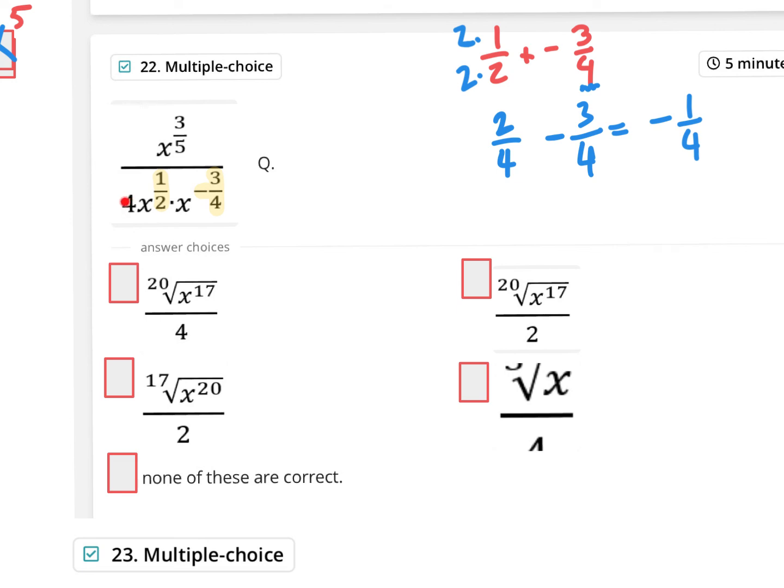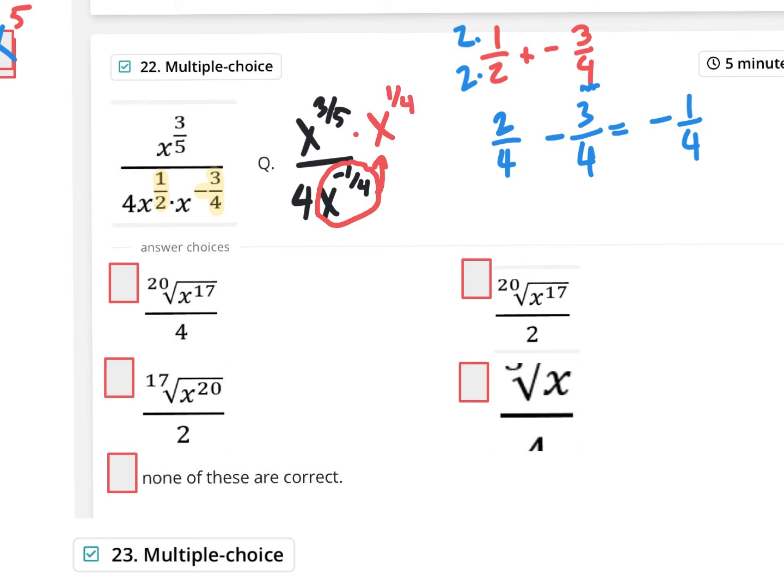So what do I have so far? I have 4x to the -1/4 power. Let me rewrite this thing. We have x to the 3/5 over 4x to the -1/4 power. Now let's use another rule of exponents. Whenever you have a negative exponent, you must grab it and move it to the other side. So what has a negative exponent? Only the x term. So I must grab that x term only, not the 4, and move it up. So it's going to become times x to the +1/4.